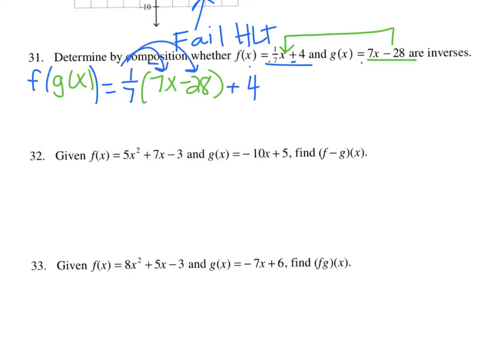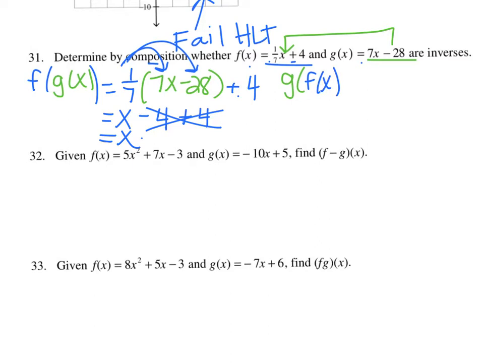So we distribute the 1/7 to simplify this. So 1/7 of 7x is just 1x. 1/7 of negative 28, in other words, negative 28 divided by 7, is negative 4. And then we have plus 4. So those two cancel out, and we get x. Because we composed them and got x, we are kind of halfway there. We need to figure out if when we compose it the other way, we get x as well.